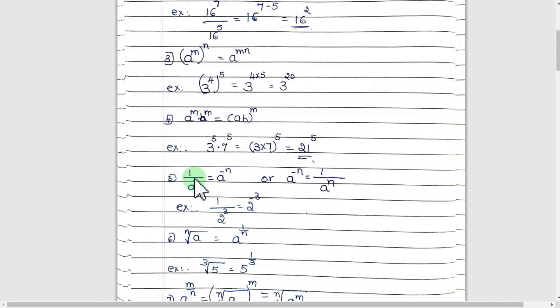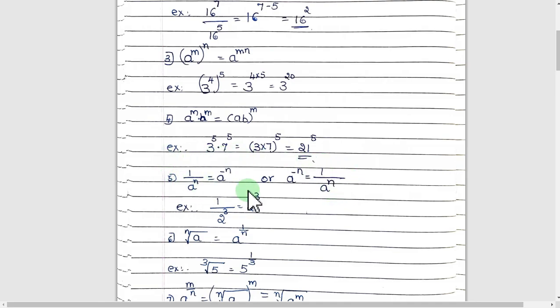Next, 1 by a to the power of n can be written as a to the power of minus n. You are taking this to the numerator. When you take this to the numerator, the sign of the power becomes negative. Or we can write this way also. a to the power of minus n is equal to 1 divided by a to the power of n. If the power is minus and you take that to the denominator, the power sign becomes plus.